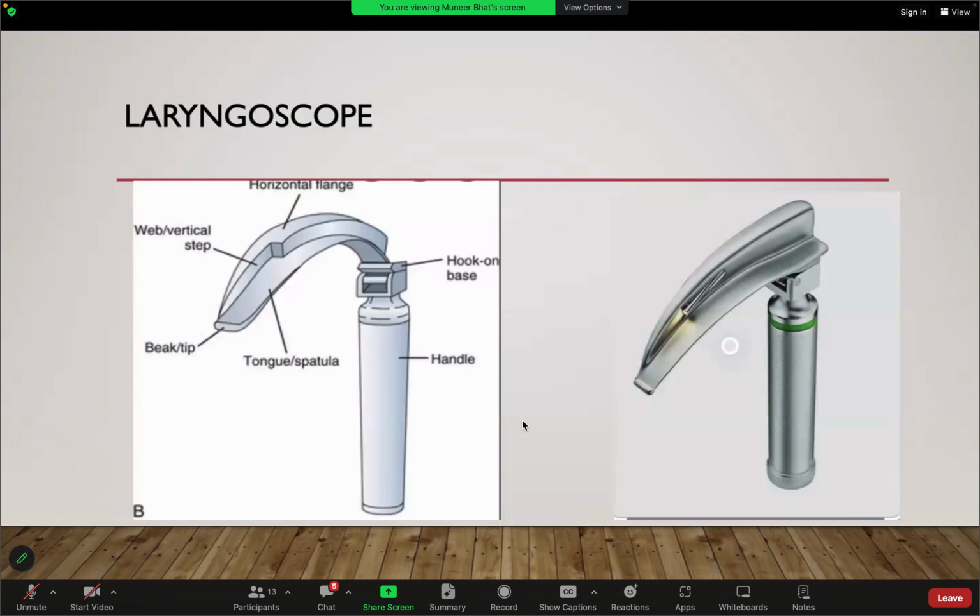Now, the other instrument that we have is the laryngoscope. It's very important. Maybe you have seen this laryngoscope. It's only from the airway point of view. It is used to put in the endotracheal tube. We have different types of laryngoscope: Macintosh and Miller. What we have in front is the Macintosh, where there is a curved blade. We have a blade and a handle, and this is known as the Macintosh laryngoscope.